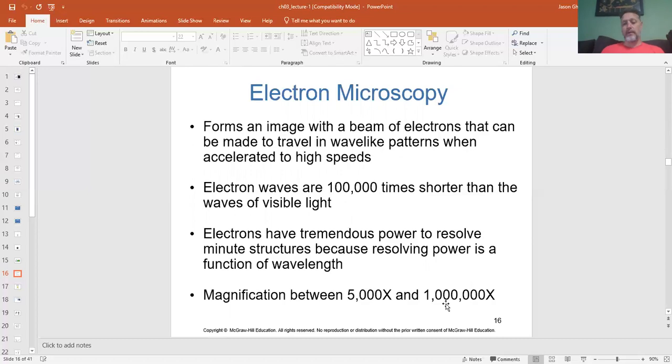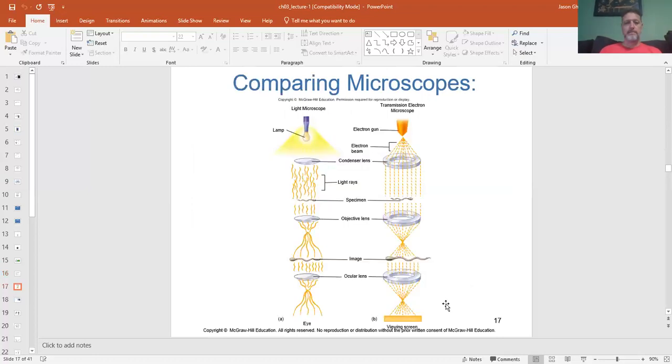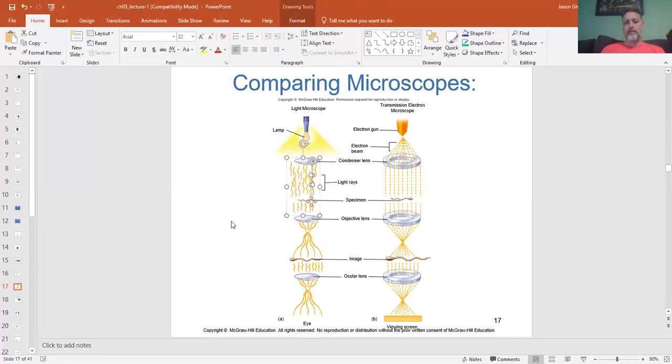We can see some really tiny particles. We can see down to protein structures with these. Very similar to a light microscope, but instead of the light waves passing through it, you have electrons, and instead of lenses, you use magnets to focus them, and you get great detail with this.